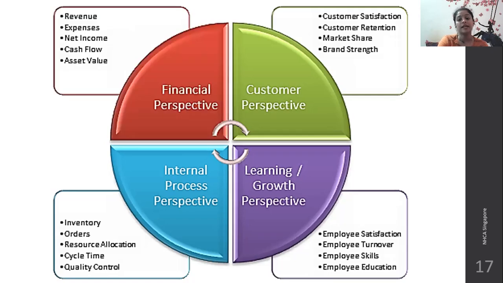Financial perspective, that is the net profit, the profit you're making as an organization. What is your cash flow, net income, expenses, revenue? All the accounting parts will come under the financial perspective. So this is a balanced scorecard, and its 4 main areas.